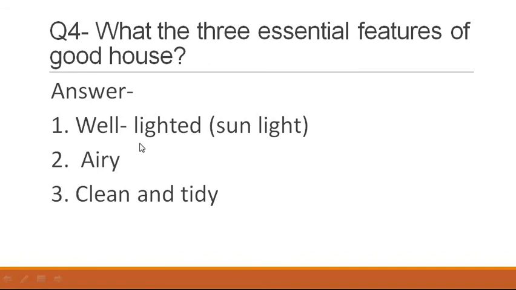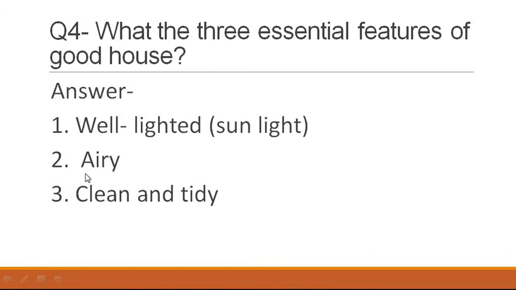The first is well lighted. Well lighted means the tube lights or bulbs you fit inside the house? No, the sunlight. See, I have written in the bracket for your knowledge that the house should be built in such a way that sunlight comes in. You need vitamin D, right? And you need sunlight. Without sunlight, even plants do not grow. So sunlight is very much necessary, even in houses, correct? So it should be well designed so that you can get the sunlight properly.